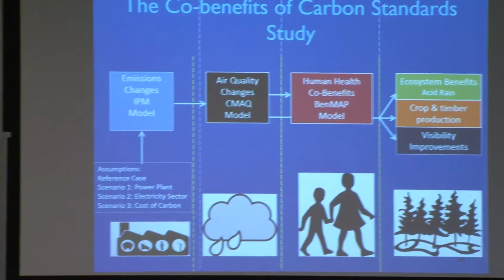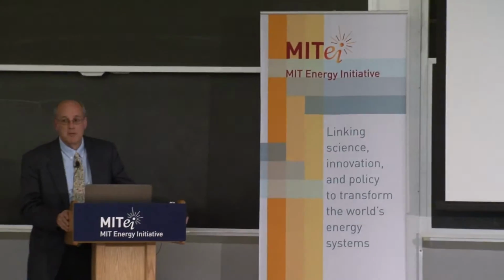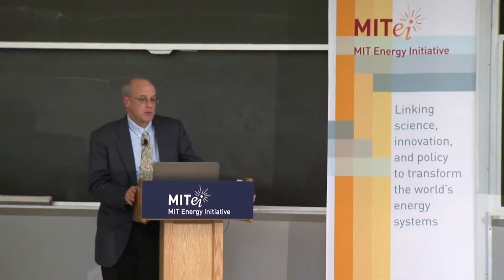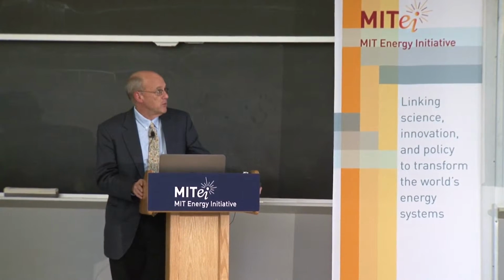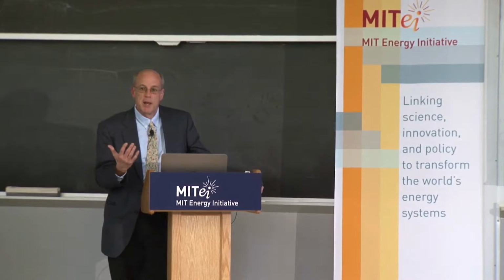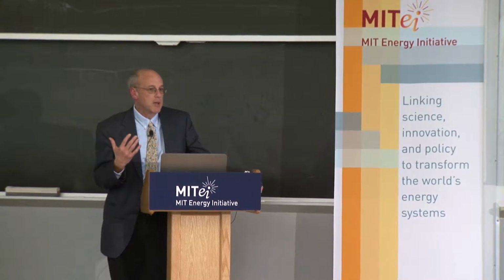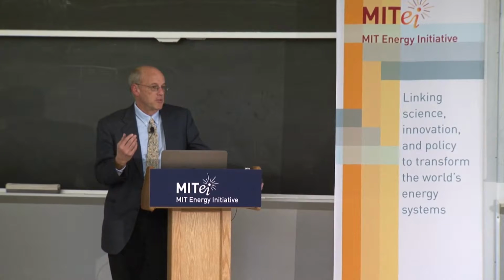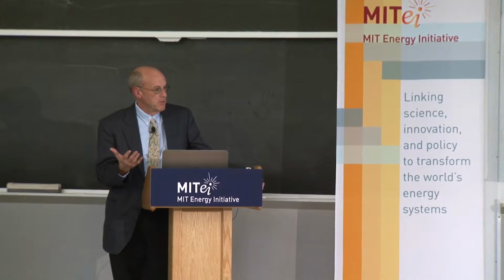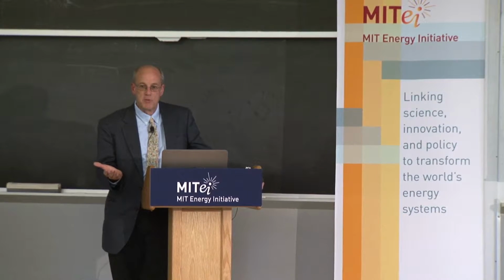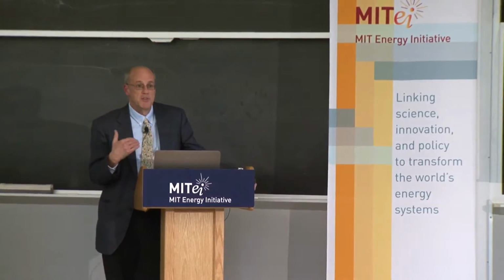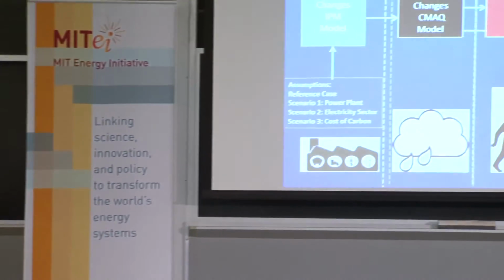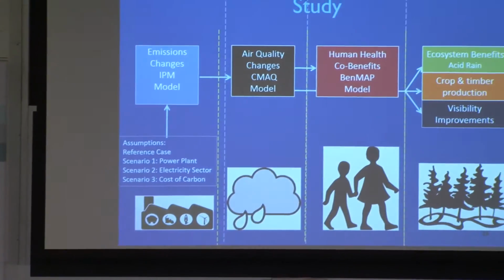Then we took the output from that and we put it into an epidemiological model, BenMAP, to look at the health co-benefits associated with particulate matter and ozone from outputs. We also took that output and we used it in a variety of ecosystem assessments. So we looked at atmospheric deposition. We used an atmospheric deposition model to look at the effects on surface water acidification. I'm not going to talk about that, but that was a component of the work. We looked at impacts on visibility, and we also looked at ozone effects on crop production.